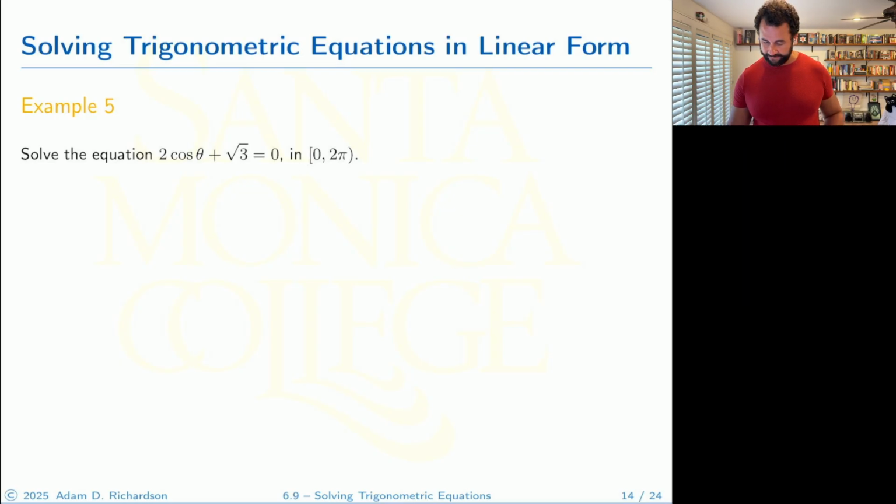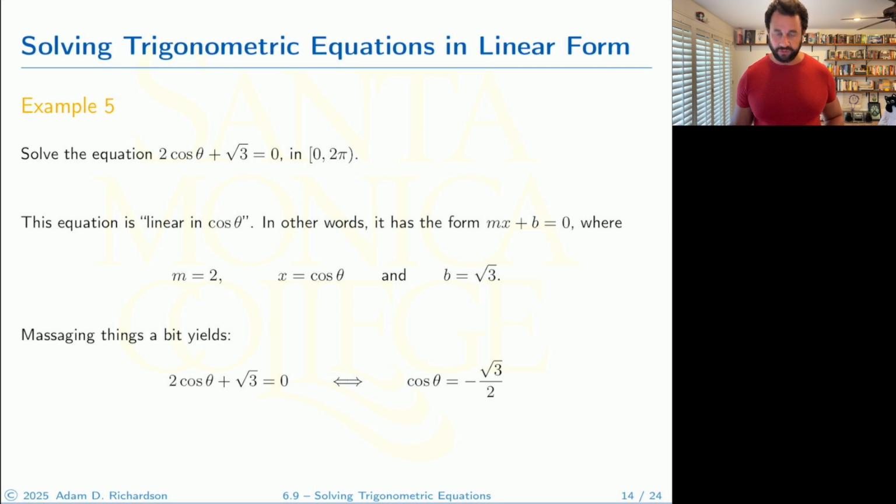Okay, all right. So the first thing we need to do is isolate cosine. I don't know if you can tell right off the bat, but this was me giving it away earlier. This equation is, quote, linear in cosine of theta. If you treat cosine of theta as x, you've got mx plus b equals 0. So m in this case is 2, x in this case is cosine theta, and b in this case is root 3. So you're pretty much solving a linear equation, except now it's linear in cosine.